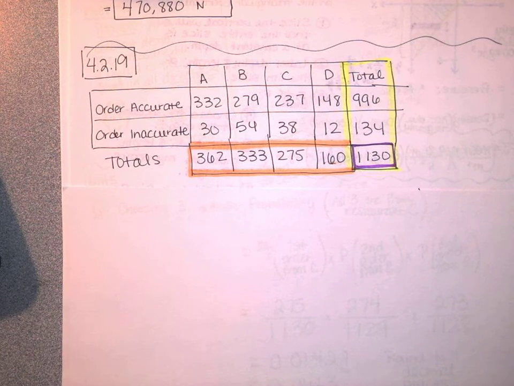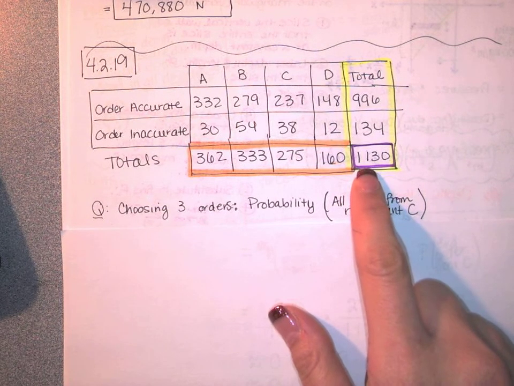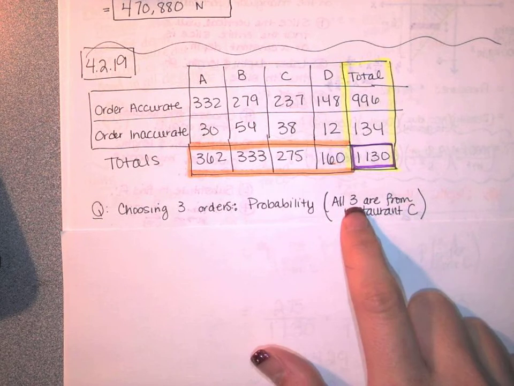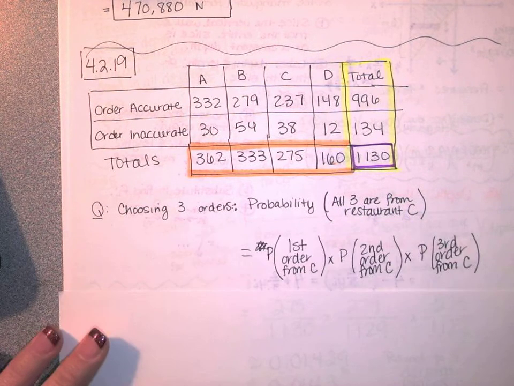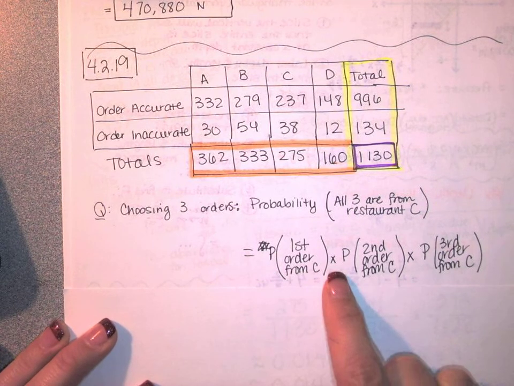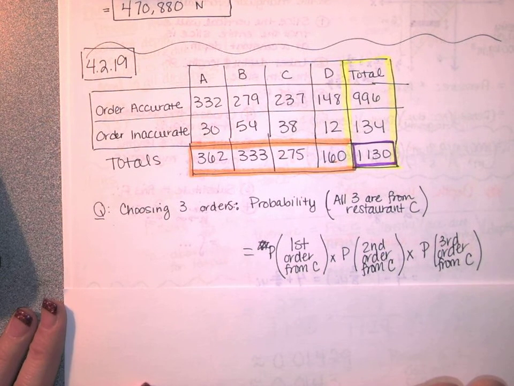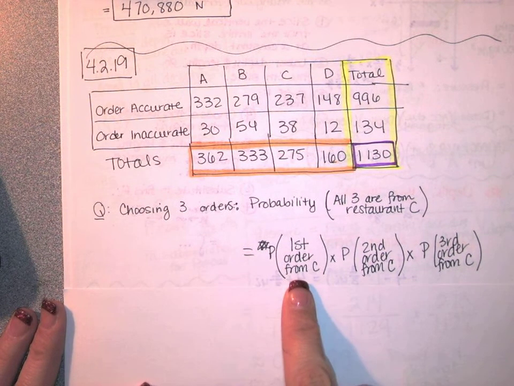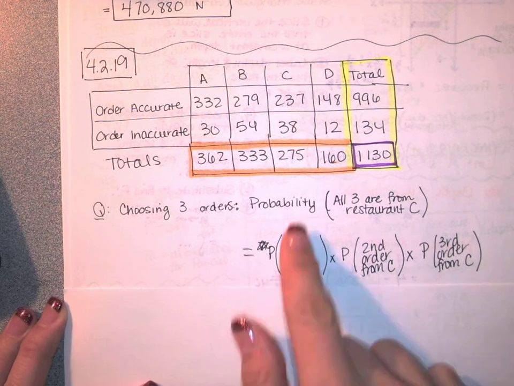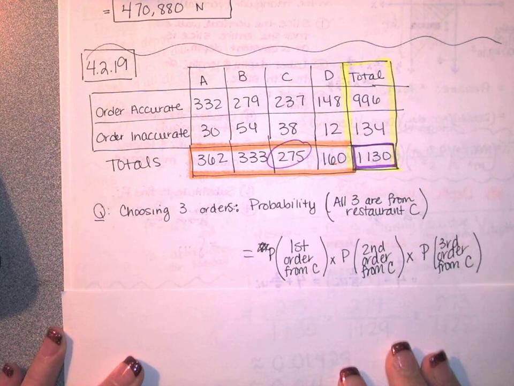Okay, so now let's go back to our question. The question says, what's the probability that all 3 orders that we chose, out of all of those orders, out of all 1,130 of them, what's the probability that all 3 are from restaurant C? Well, it's actually pretty easy. It's just going to be the probability that the first order is from restaurant C times the probability that the second order is from restaurant C times the probability that the third order is from restaurant C. Now the probability that the first order is from restaurant C is just the total number of orders from restaurant C, which is this 275 here, divided by that 1130.